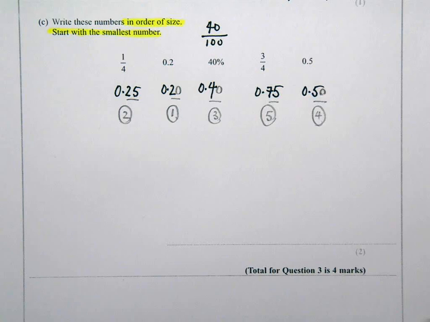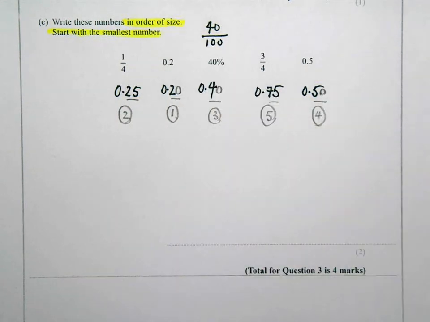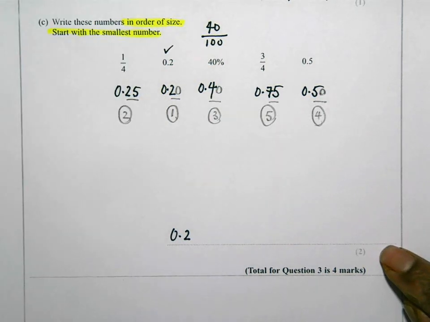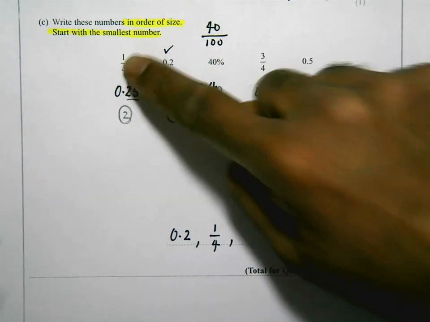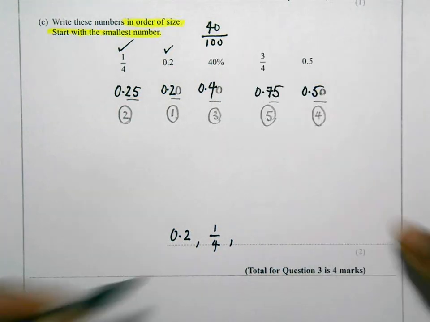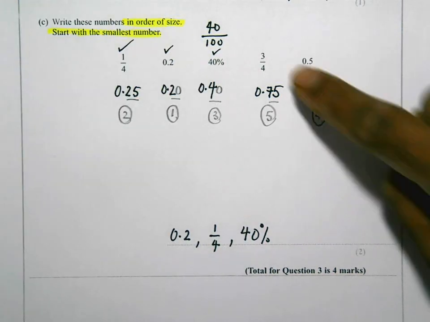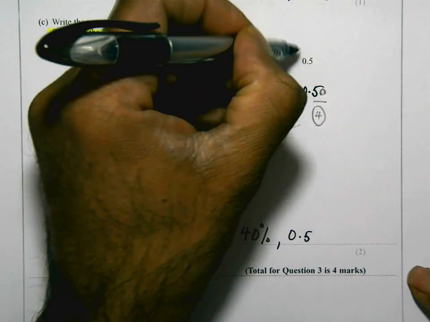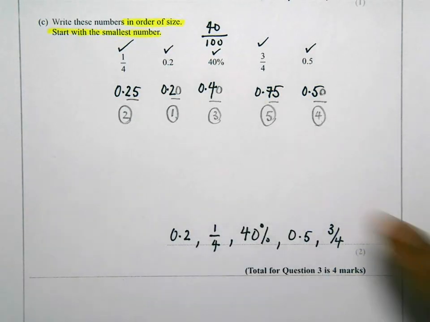Okay, I am actually going to write the original things back down here. So they said start with the smallest first. So remember that the smallest first is 0.2. So I've done that one. The next one is going to be a quarter. So I've done that one. The third one is 40%. So that one's done. The next one is 0.5. So that one's done. And then the last one is 3/4. So I've just written those down in order from smallest to largest.